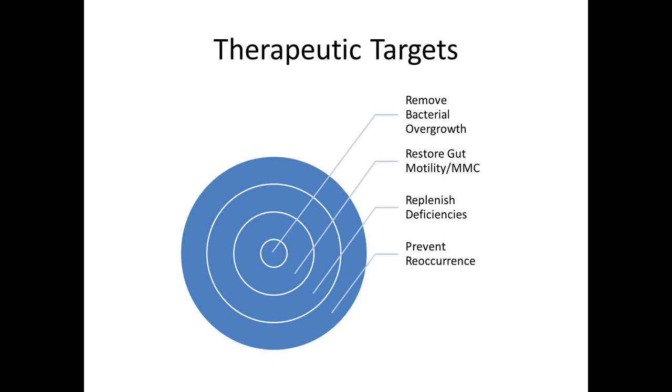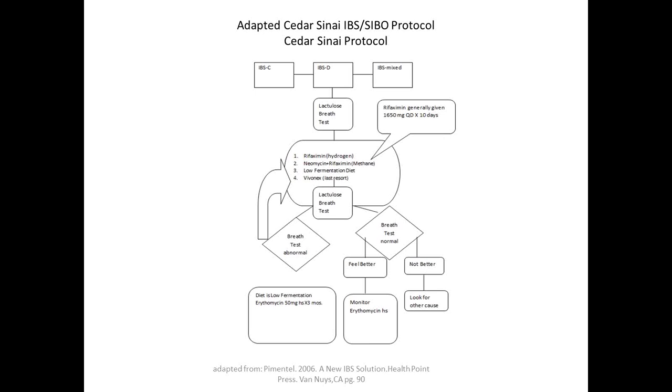Strategy is really, as a naturopathic physician, holistically, this is a model that's been used in a lot of settings, the 4R model. I've adapted it a little bit to SIBO. So the therapeutic targets being first, remove bacterial overgrowth. Second, restore the gut motility and the migrating motor complex. Third, replenish deficiencies. And fourth, prevent recurrence.